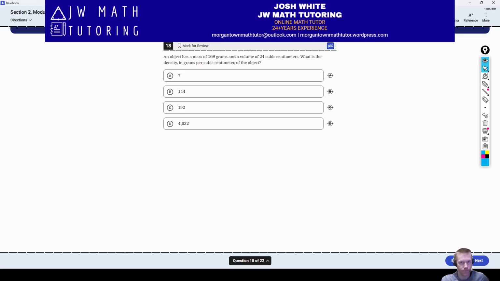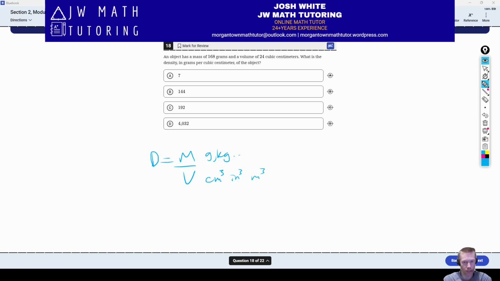All right, next. This is a density question. The basic formula for density is mass divided by volume. However, if you don't remember that, all you need to look at are the units of the respective things. Mass is going to be grams, kilograms, something like that. Volume is going to be cubic something: cubic centimeters, cubic inches, cubic meters, cubic whatever. And then density is going to be something per cubic something, really.